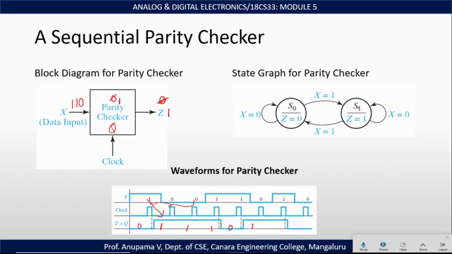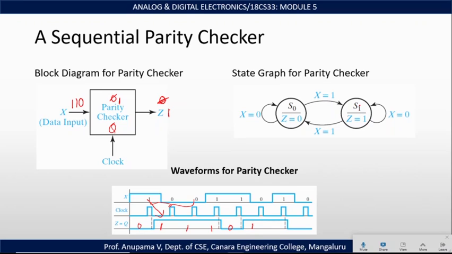Now, the current state of the sequential parity checker is S1 or Z is equal to 1, and X is equal to 0 is the input. What will be the next state of the sequential parity checker? The next state will be S1 itself. So, currently the parity bit is 1 and if I feed 0, what is the parity of 1 0? The parity of 1 0 is also 1. So, it will remain in S1 itself.